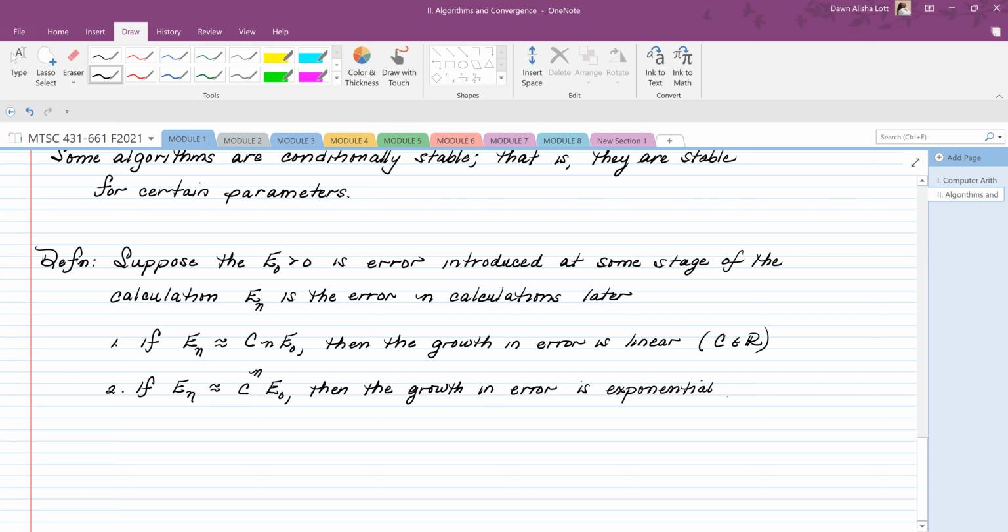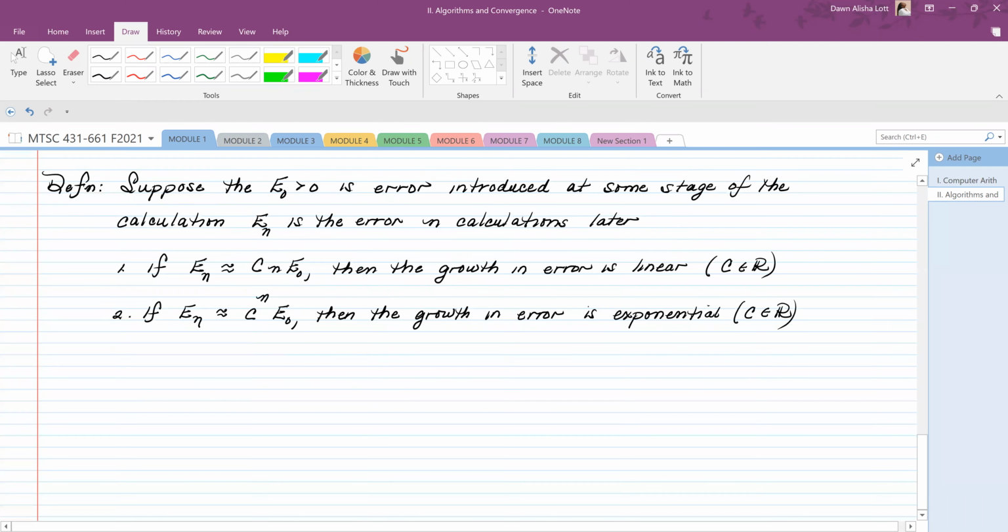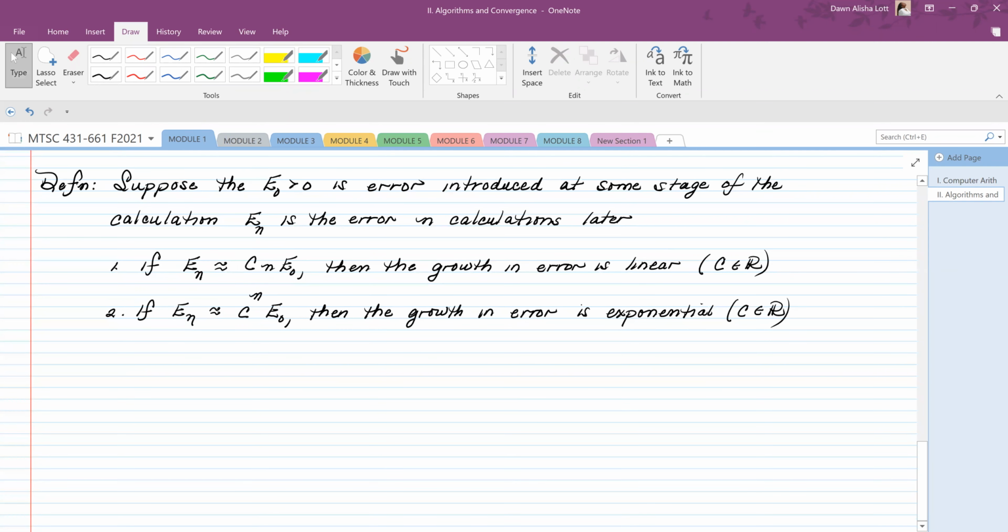So we expect that as we have some error in our calculation at some particular time, that error is going to move into the next calculation, and then that error moves into the next calculation. The problem is if that error is growing exponentially, then there's a problem. If that error is growing linearly, then that's pretty much what we consider stable. Okay, so we would have something that looks like this.